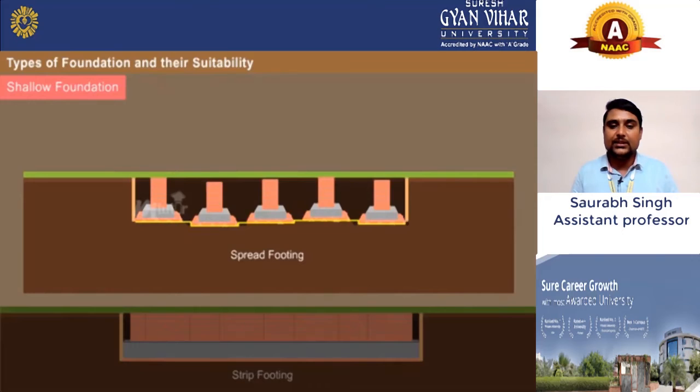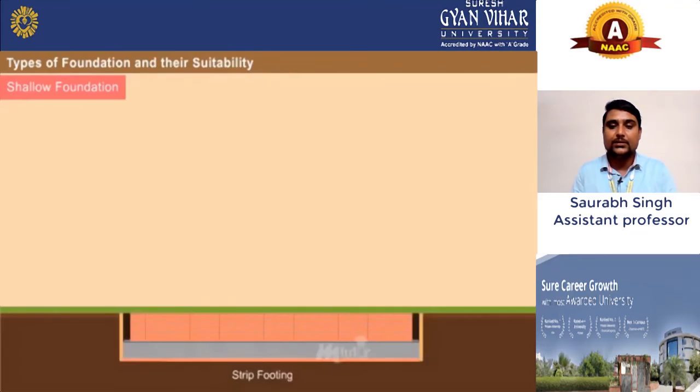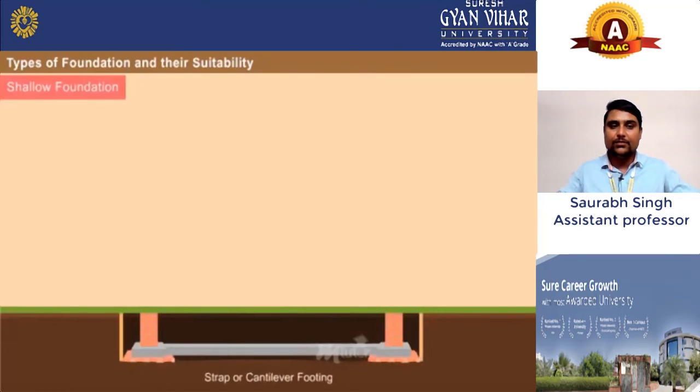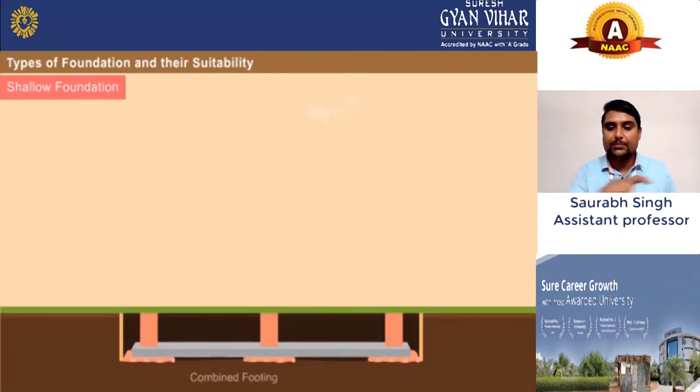This is an example of spread footing. It will not be connected like this. It will be connected in one line. That is the meaning of strip footing. Now it is also sometimes called strap footing. As you can see, these are connected by one line or one beam. That's why it is called strap footing.